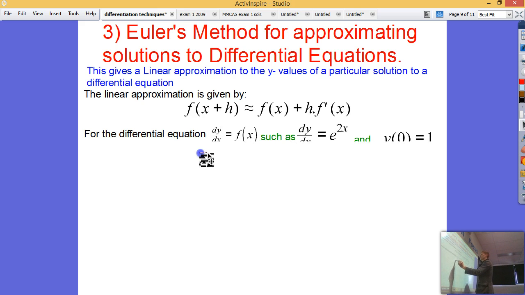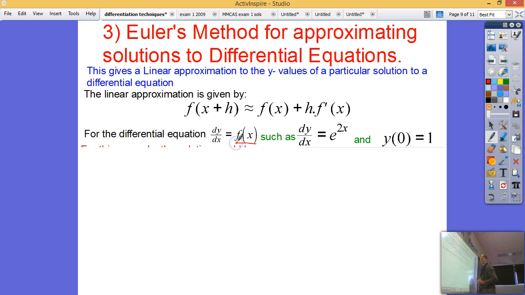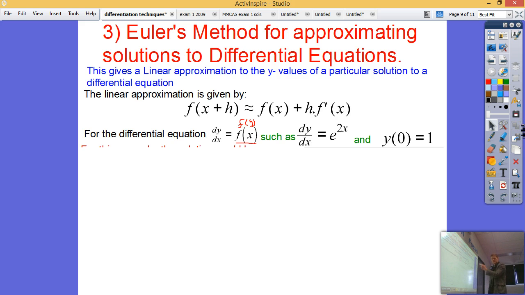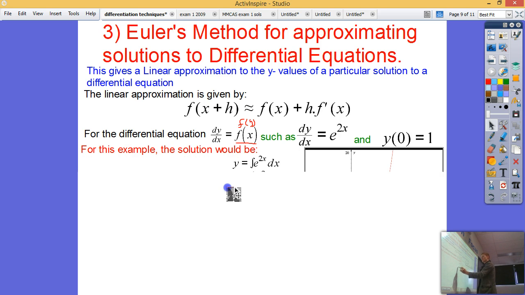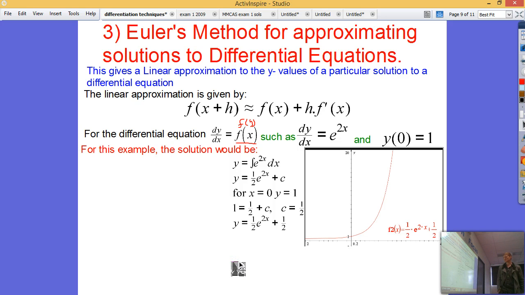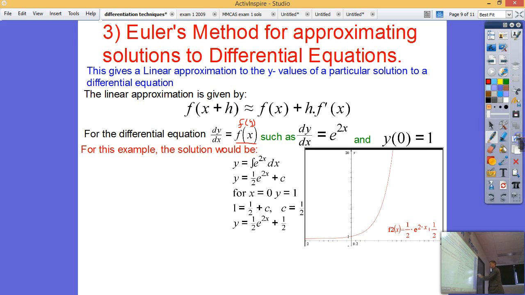Now, for a given differential equation, it might be of this form: some derivative that's given to us as a function of x, which could also be a function of y. An example is dy/dx equals 2x, and we're told that at x equals 0, y is equal to 1. That's like our initial condition. If I go ahead and solve this differential equation, I will get this as a solution. You can check that yourself going through the steps, and it has a nice graph here.